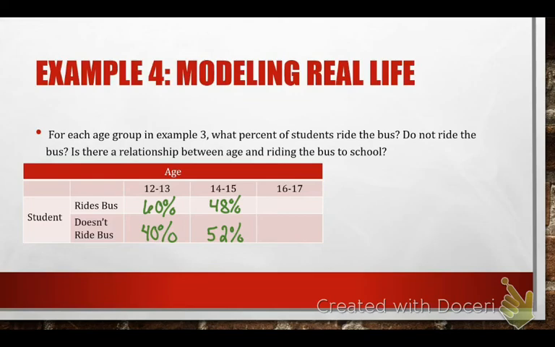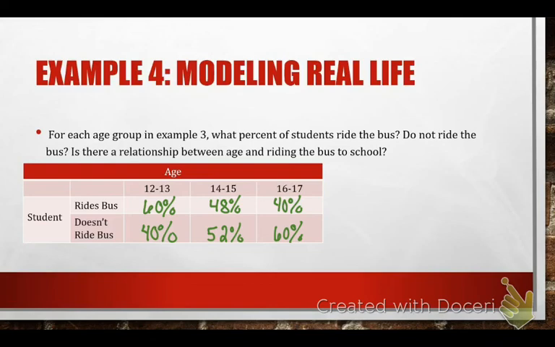14 divided by what? 35. And you get what? 0.4, which is what percentage? 40%. So if 40% did ride the bus, how many did not? 60%.